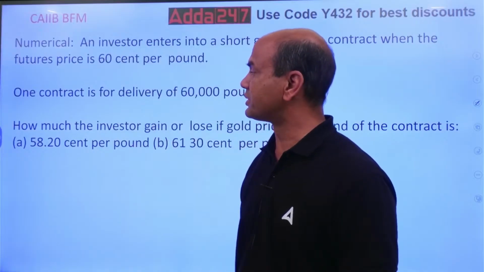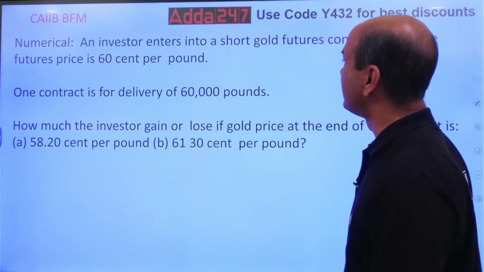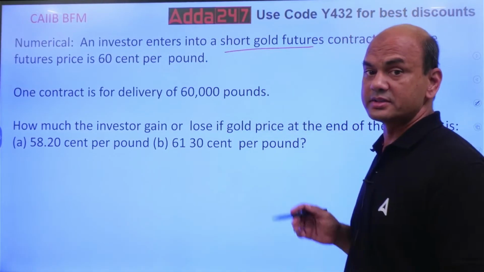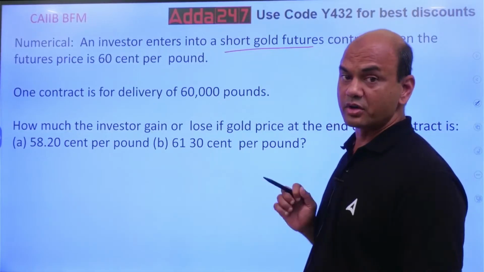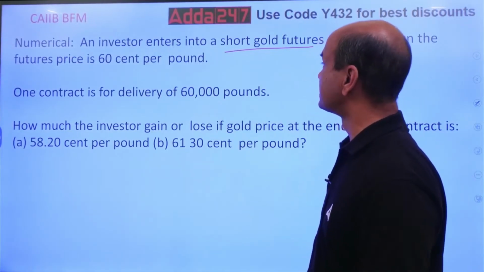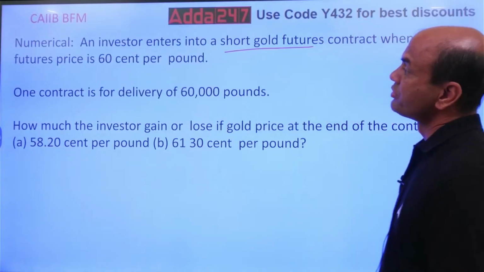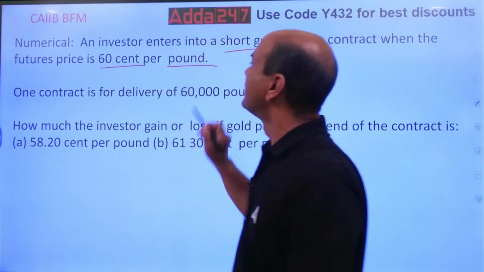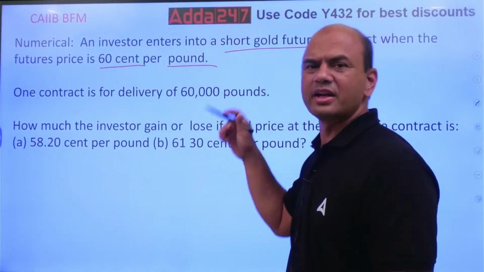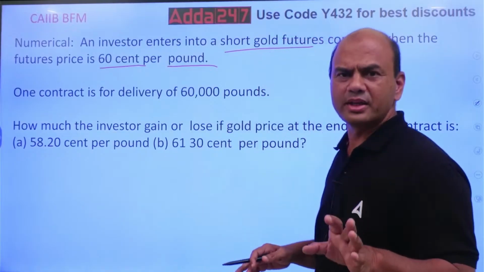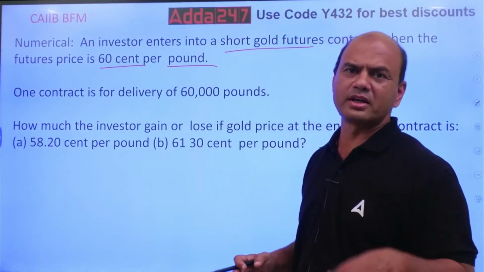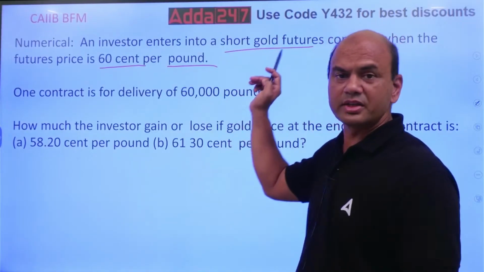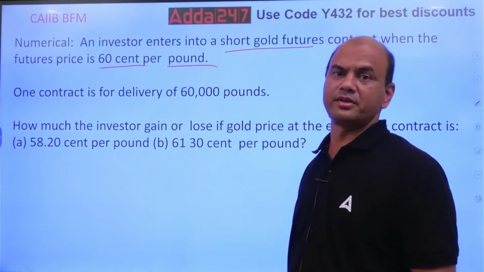See this, first one. An investor enters into a short gold futures. Short, understand this word short. I have taken this many times. Short means short gold futures, when the future price is 60 cents per pound. Now see this. This is mentioned as gold. You can take it as dollar also. Anything. A commodity is a commodity. It can be gold, it can be dollar, it can be stocks, it can be anything. So this commodity is not important. The transaction is important.